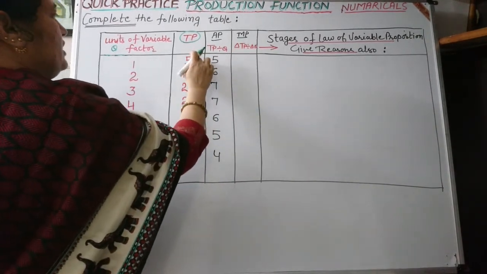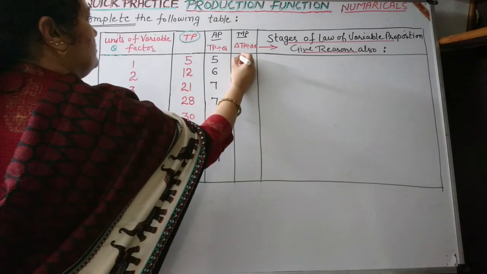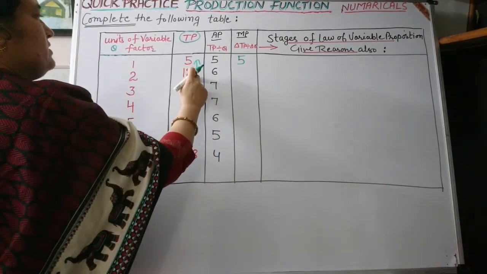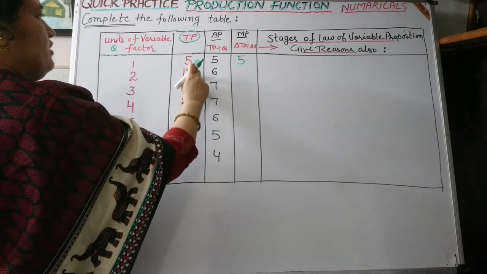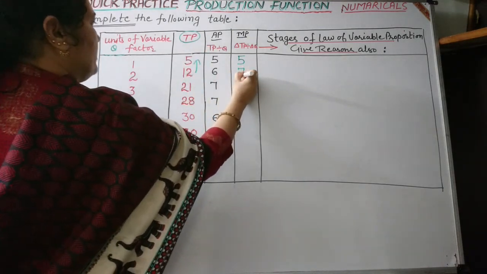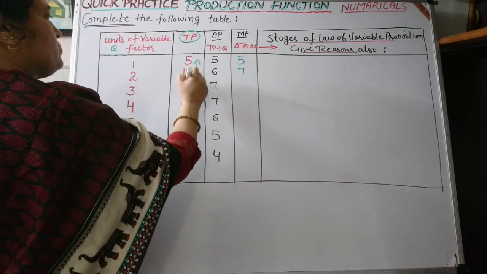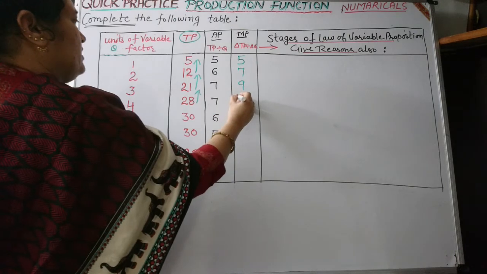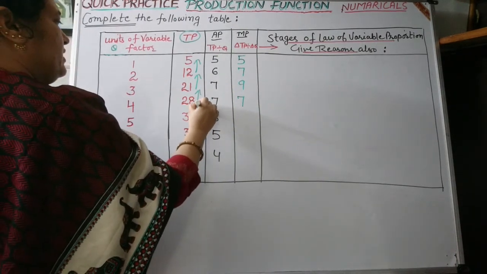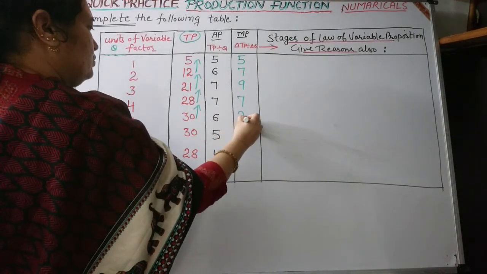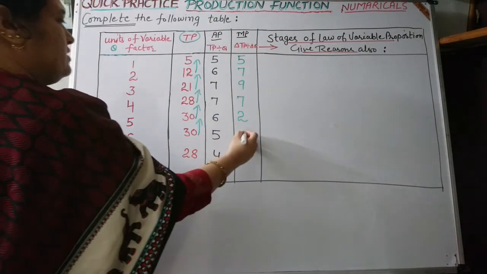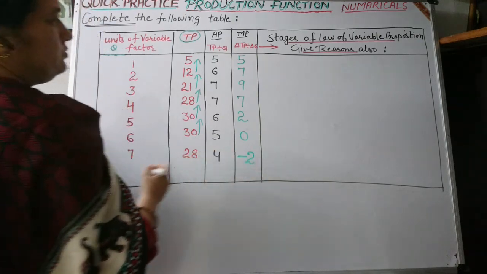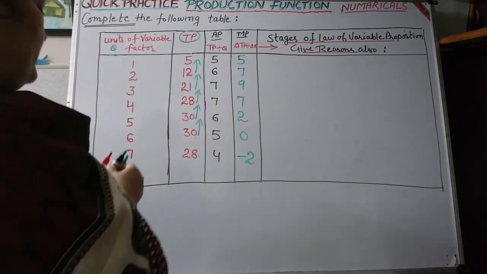Then for the calculation of MP, MP is the change in TP. So first, as it is, I am writing down 5. Then change: what is the difference between 12 and 5? 12 minus 5, 7. 21 minus 12, 9. 28 minus 21, 7. 30 minus 28, 2. 30 minus 30, 0. And 28 minus 30, minus 2. These are the calculations of MP.